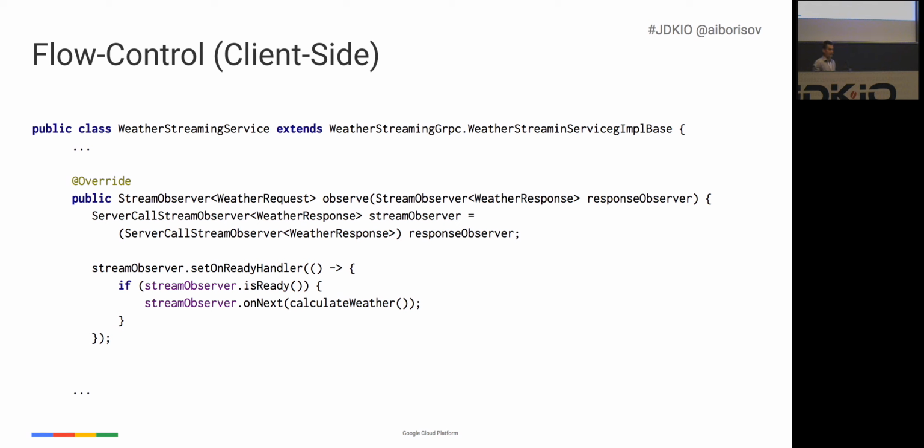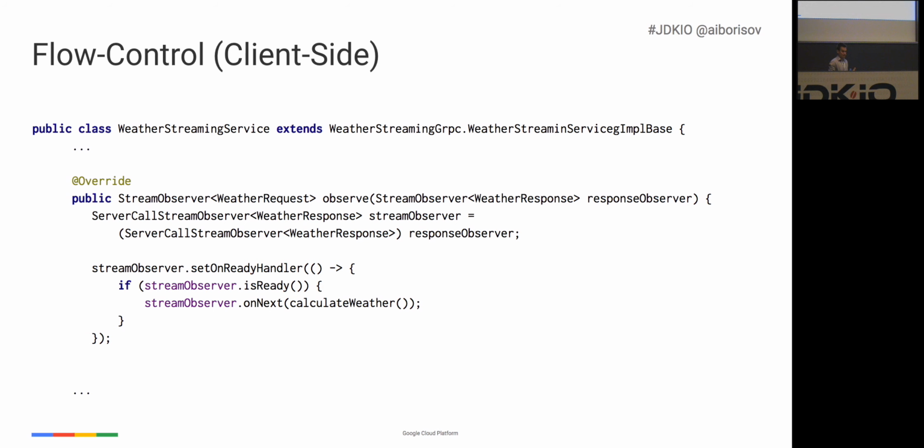We can call the setOnReadyHandler, give it a lambda expression, and this lambda will be called every time the client is ready to receive a response. And we send a response from this method. We just don't send a response immediately to our client, we send a response when the client is ready. That was server-side flow control.